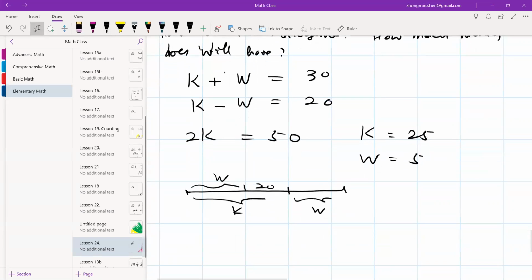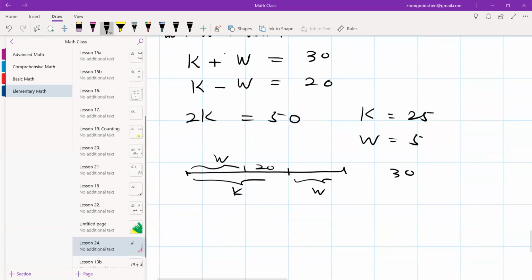Okay. So that means the total is 30. So double Will's money plus 20 is going to be 30. You see that, right? So if I subtract the 20, look at this picture. Double of Will's money plus 20 equals 30. So Will's money should be 30 minus 20, divided by 2. So that's why it's 5. This is another way to think about it without using the equation.